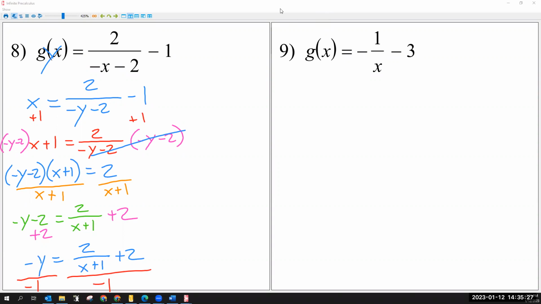So my final answer for this one will be, going back to the original, g negative 1 of x. So that first term right there is positive, so I'm going to set negative 2 over x plus 1. And then this one was positive, so minus 2.